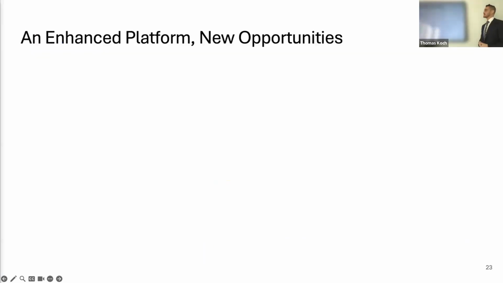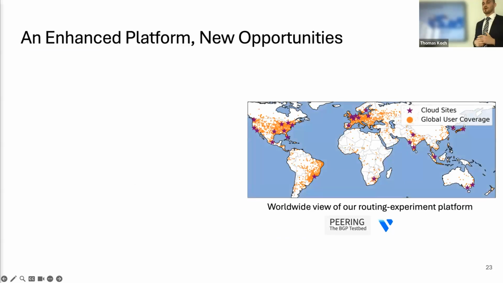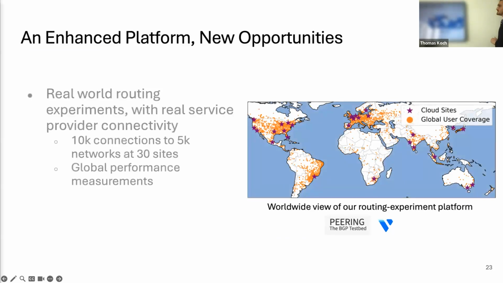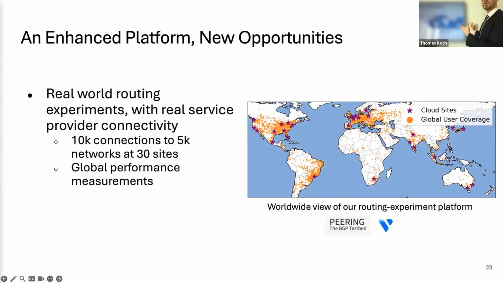As part of my dissertation, I actually helped enhance a current platform on the internet, which introduces a lot of new opportunities. This platform allows you to conduct real-world routing experiments as if you were a global service provider with realistic connectivity. So we're talking 10,000 connections to other networks at 30 sites all around the world. Here's kind of a global view of what that looks like, which allows you to go into the internet, advertise your own addresses, and see how the internet reacts to your experiments in real time and measure performance from other networks.